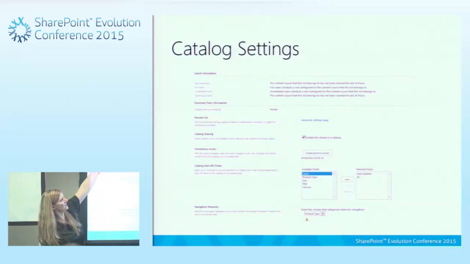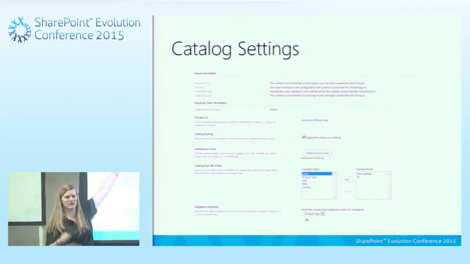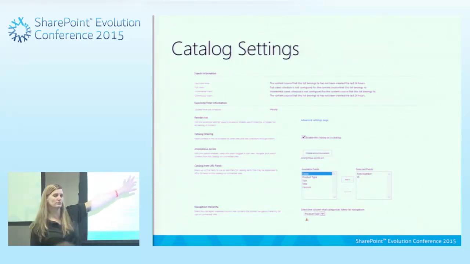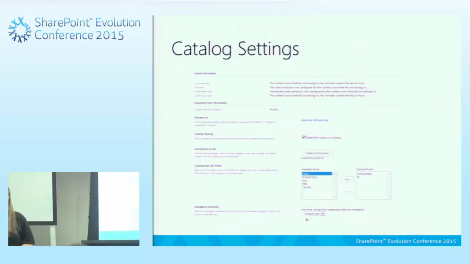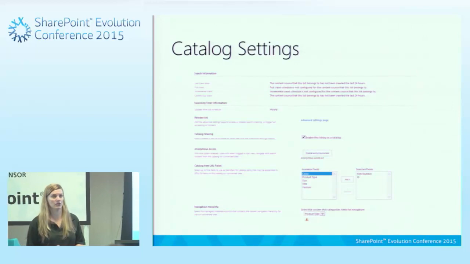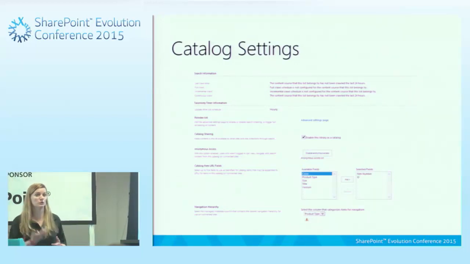And then you get your taxonomy timer information. How often does it update and let it know? Reindex this list. That's the piece where you can say, hey, it's not showing my new items, let's go ahead and reindex. Catalog sharing: enable this library as a catalog. And then this anonymous access one is kind of important if you're doing public facing. If you're not doing public facing, it's not quite so important. But public facing is very important because you want anonymous people to be able to view that content.